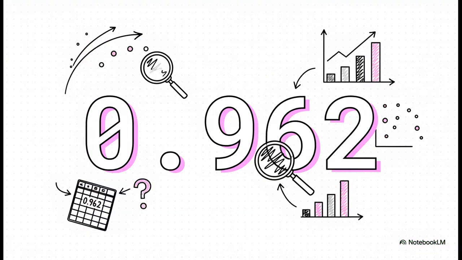The very first number we want to look for tells us how well our line fits our data. And in our example, that number is 0.962. Now, I know it just kind of looks like a random decimal, but trust me, this little number tells us a huge story about our model. So what is it actually saying?